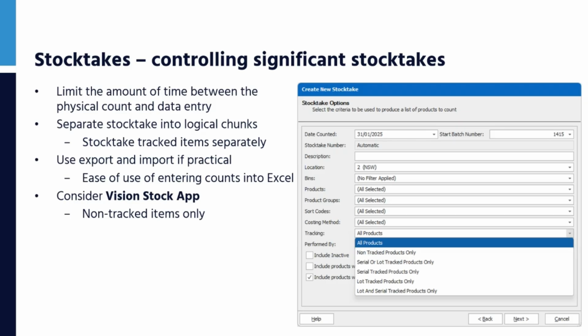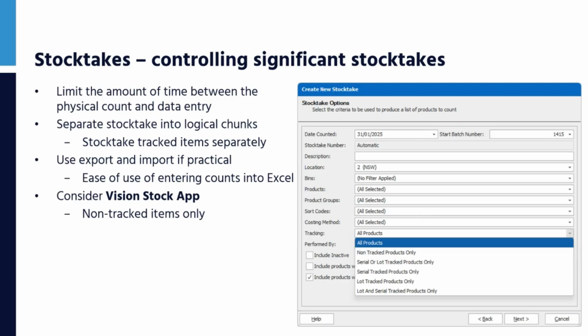Obviously, things like serial tracking throw a bit of a curveball into that, because it's not really possible to count 5 widgets and have their 5 serial numbers and then 2 of those get sold. It gets too confusing for the system to work out what's going on. So we do recommend that you stock take your tracked items separately and in batches, and we've made that easier with the tracking options now. You have the ability to do stock takes for your non-tracked products only, serial not tracked products only, serial tracked products only, etc., etc. And based on your product selection as well.